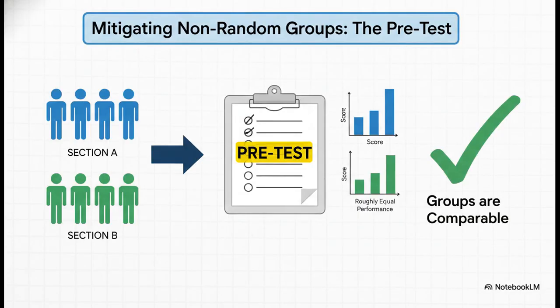Okay, so you couldn't use random assignment. That means you can't be 100% sure the two classes were equal to start with. So what to do? Well, researchers have a really smart tool for this, the pretest. By giving both classes a test before the study even starts, you can get a snapshot of where they stand. It lets you check if they were similar enough to begin with.